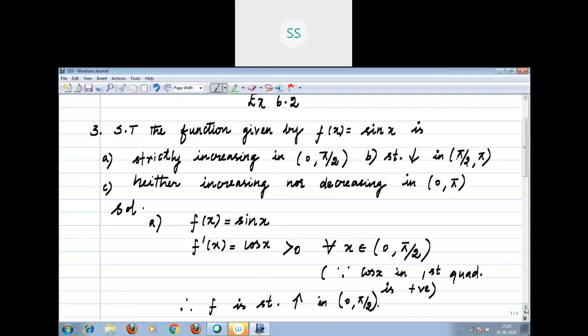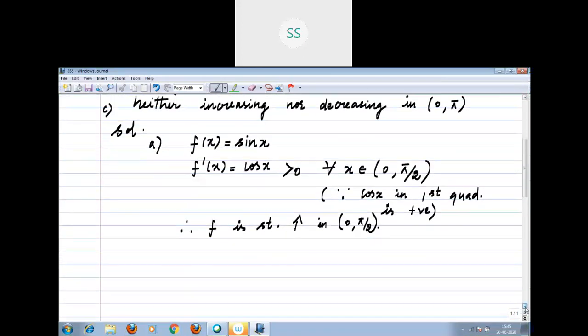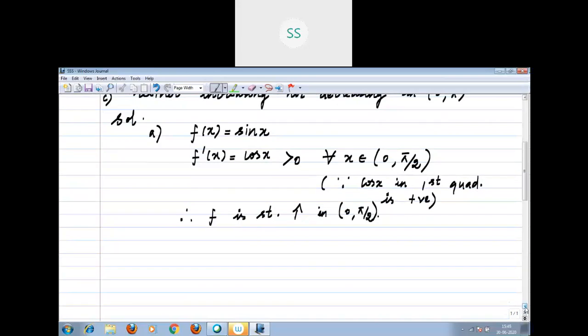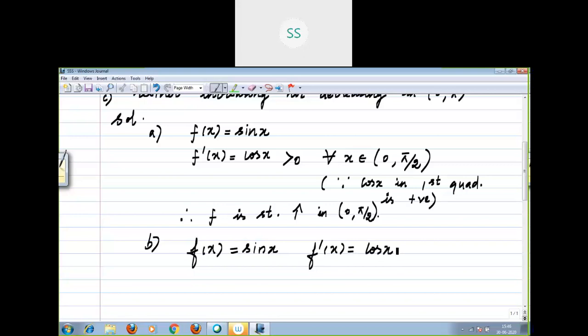Next subdivision, what interval is given? You have to see pi by 2 to pi. Immediately what comes to your mind? Yeah, very good. It is in the second quadrant. Second subdivision, f of x equal to sin x. Then the immediate step, I told you, find f dash of x, that is f dash of x equal to cos x. Cos x in the second quadrant, it is the sine house, I told you, right? Sine and cosecant alone are positive, the rest are negative. Negative means what symbol you have to use?